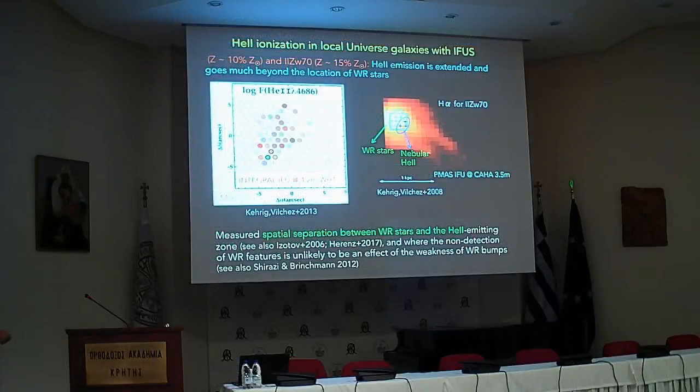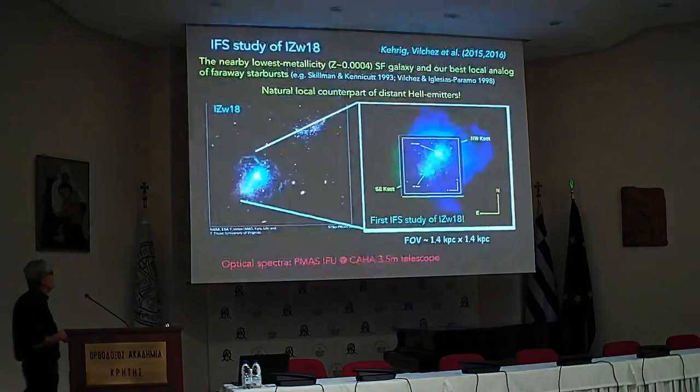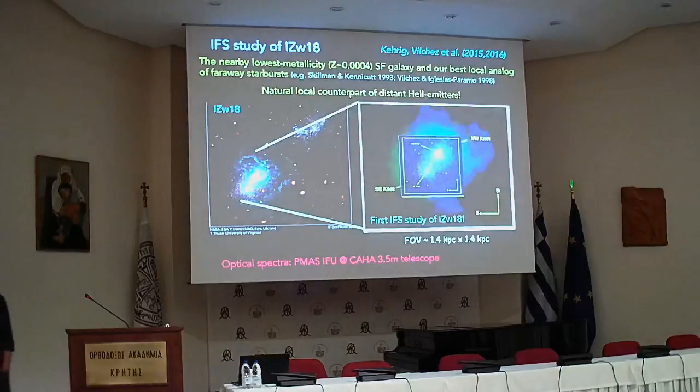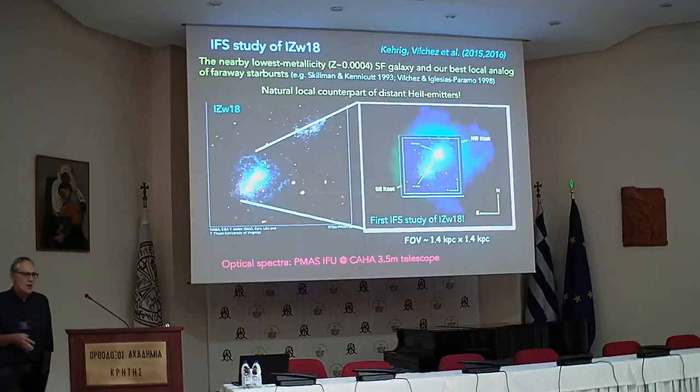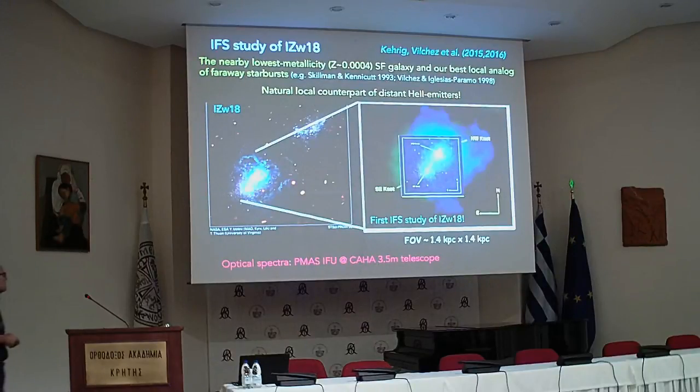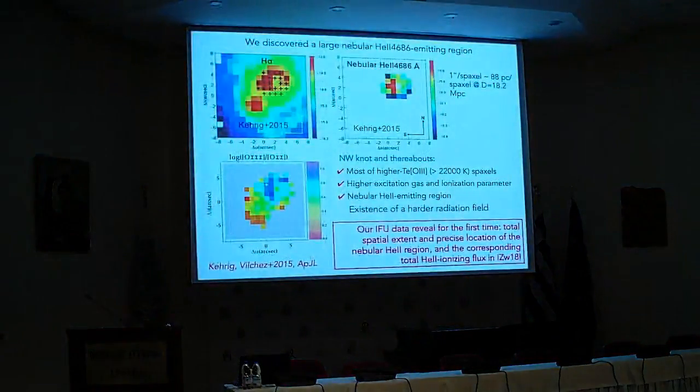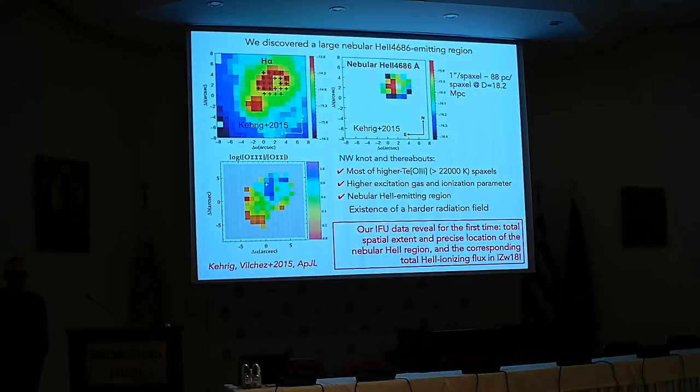So the canonical Wolf-Rayet stars are not explaining everything, at least not at very low metallicity, if we know that. Then we studied with an IFU this galaxy, 1318, which is one of the lowest metallicity local galaxies we know, one over 40 solar. When we did that, we discovered that in the northwest knot there is, in fact, a helium-3 region, a region that is fully ionized with helium-2.